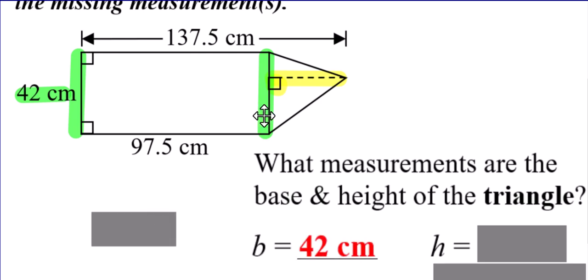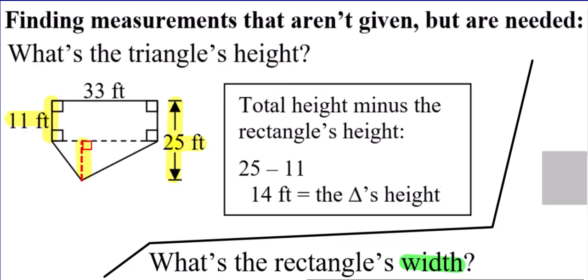We just had to be observant. Now, for the height, this one's going to be trickier. This height is going sideways. So I need the total sideways length minus the remaining sideways length to give me the length I need going across for the height of this triangle. That's what we were just talking about up here.